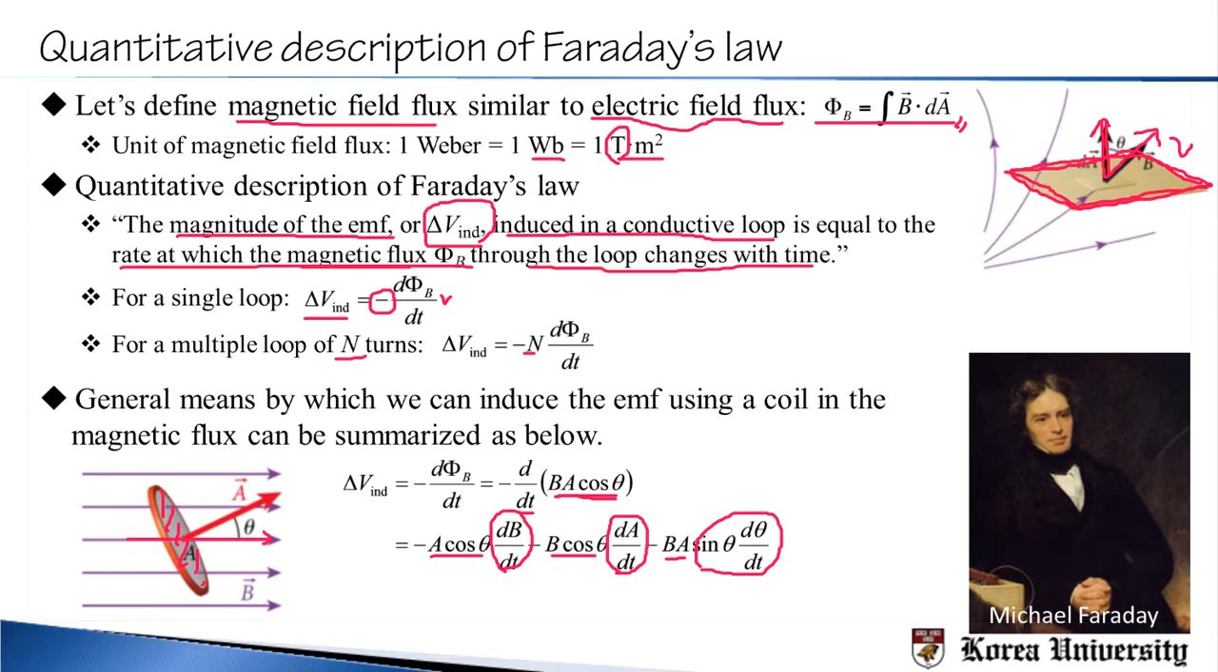So does it give you an idea of how you can create a delta V ind which is not zero? It will happen when any of these terms is not zero, which means that you can change the field as a function of time, or change the area as a function of time, or change the angle between the area and the magnetic field as a function of time. Okay, these are the practical methods, and we will see real examples later.